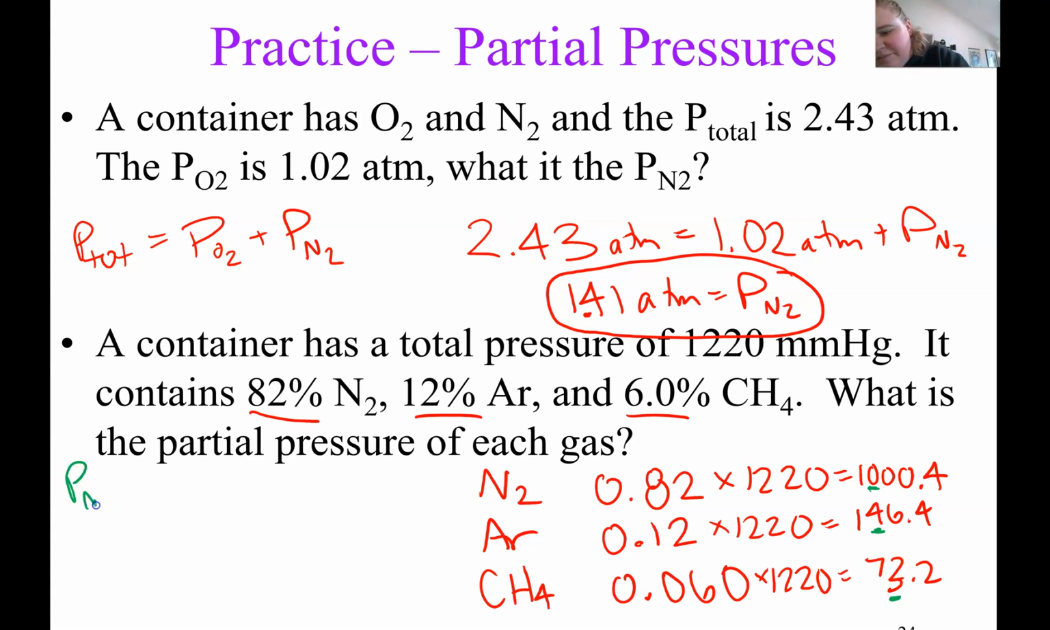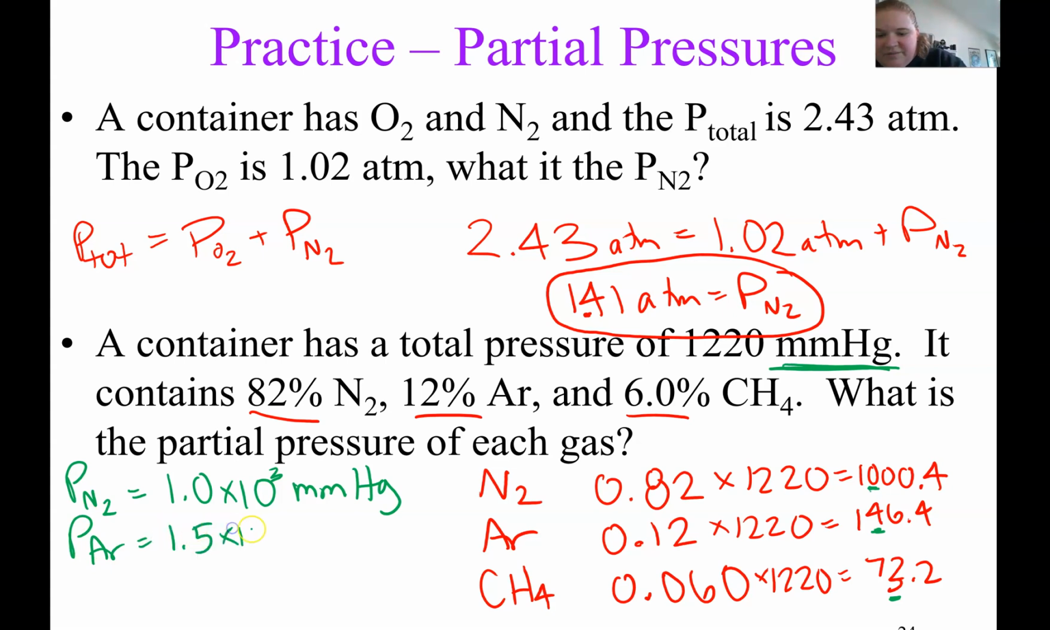So the pressure from the nitrogen is 1.0 times 10 to the third millimeters of mercury. We're using millimeters of mercury because that's what our total pressure was in, so we're keeping that unit consistent. Pressure of the argon is 1.5 times 10 to the second millimeters of mercury. And the pressure of the CH4 is 73 millimeters of mercury.